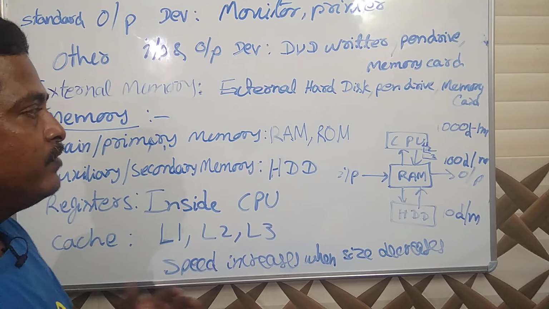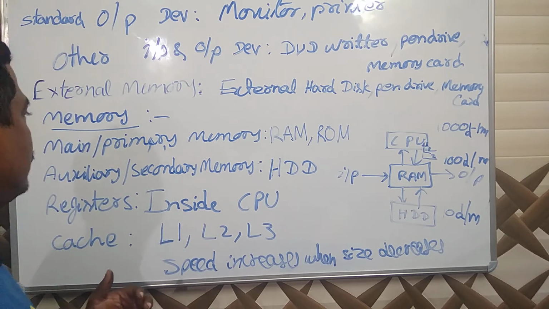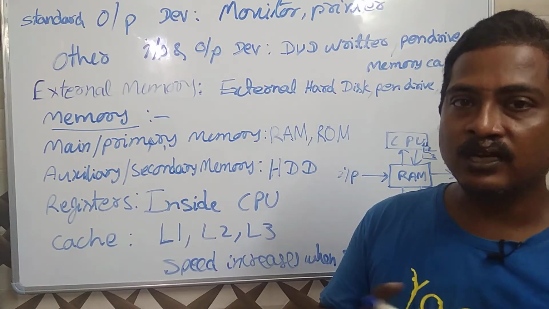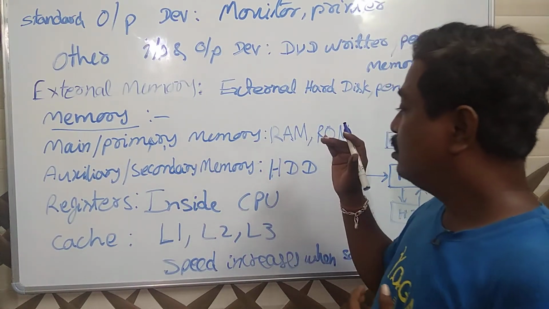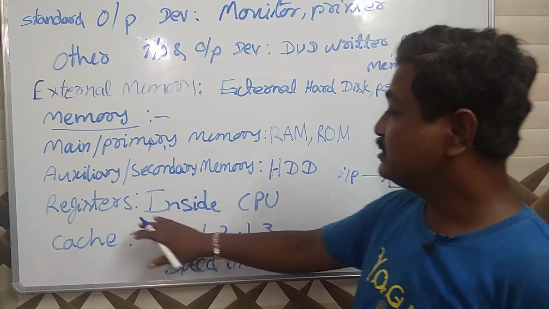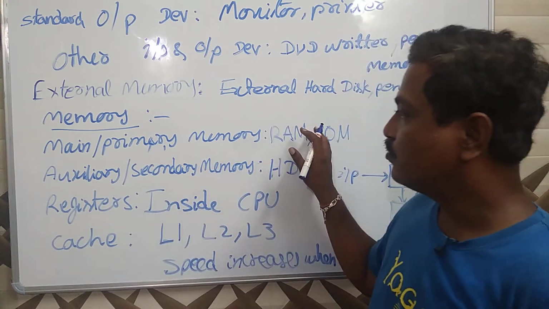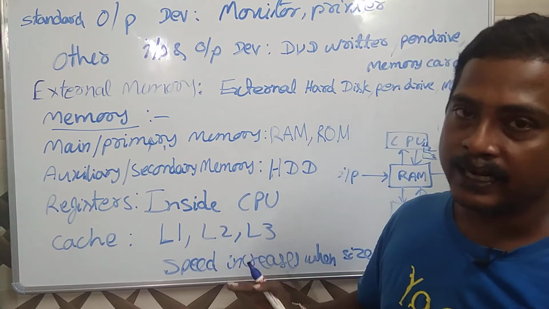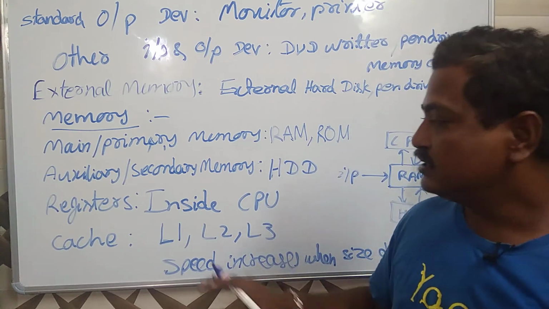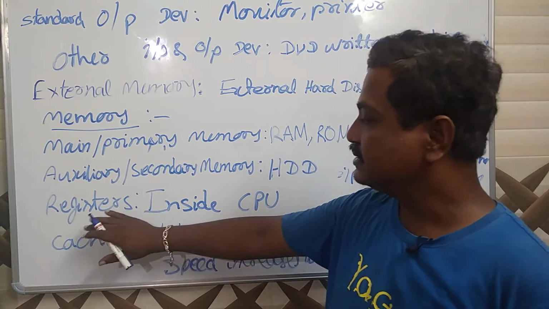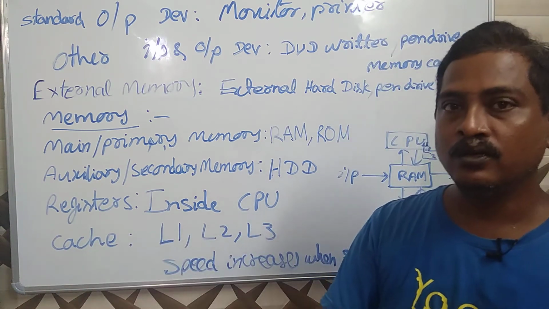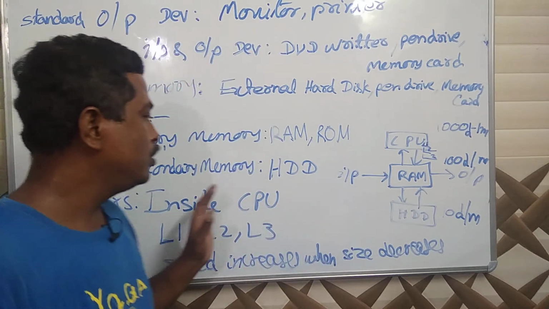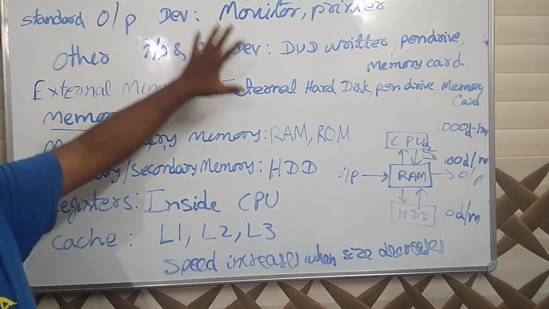Don't get confused. In different books different terms are used. In some books it is main memory, in some books it is primary memory. Don't be confused, both are the same. Why are registers and cache not coming under primary? No, these are not coming under primary. Primary memory is RAM and ROM only. These are two different memories. Registers are different, cache memory is different. So this is all about our memory concept, memory devices and input output devices.